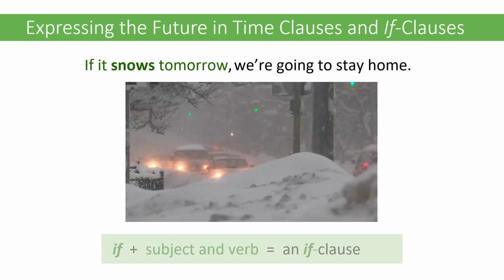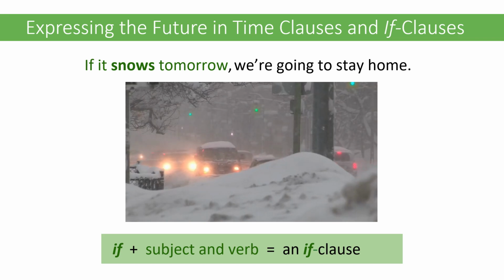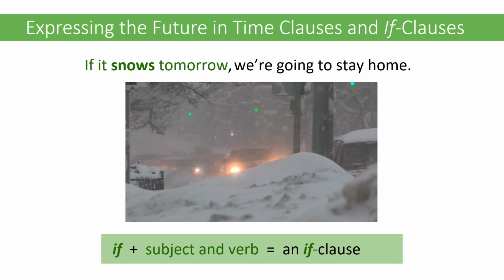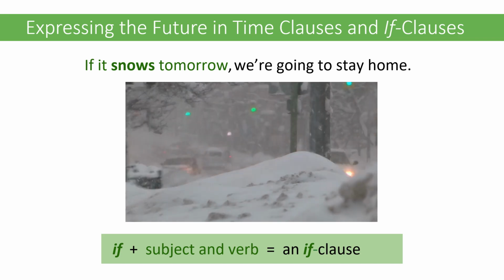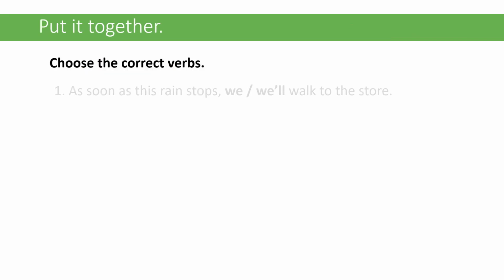If it snows tomorrow, we're going to stay home. So when if has a future meaning, we use the simple present, not will or be going to, in the if clause. So just like the time clause here, when we have a future meaning, in here we use a simple present tense, even though we use the future in the main clause.